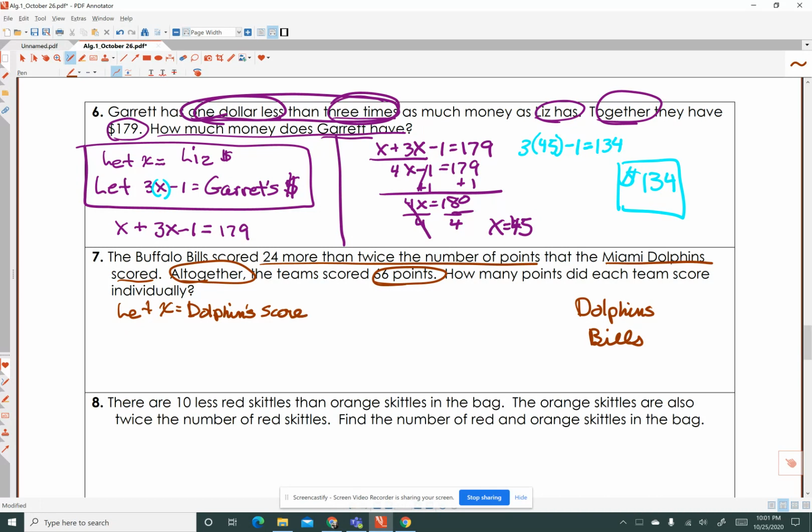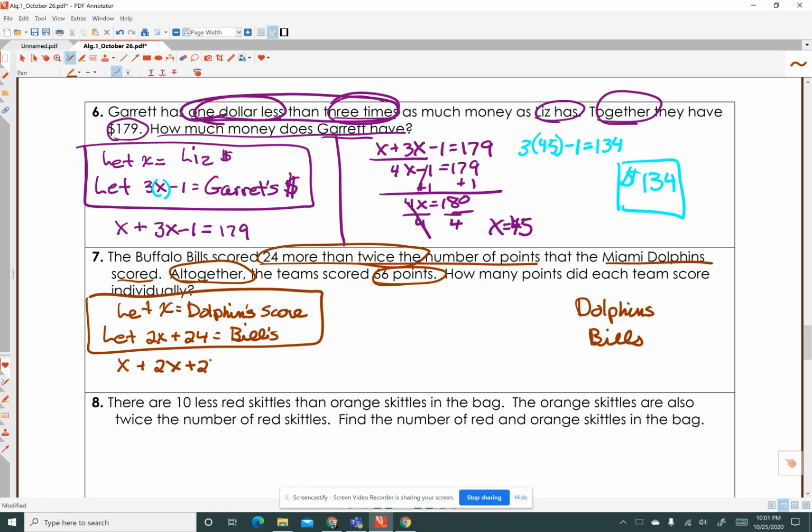And then we'll let 24 more than twice the number, okay? So we're going to let 2x plus 24 equal the Bills' score. So it's our x box. Our equation will be x plus 2x plus 24 equals 66. So let's solve for x. x plus 2x plus 24 equals 66.